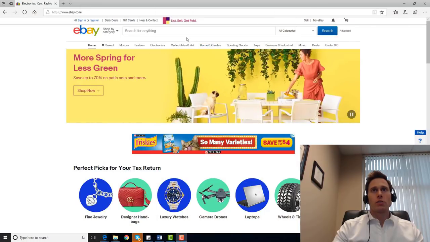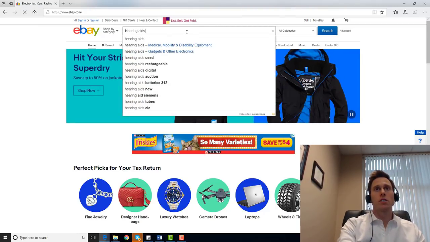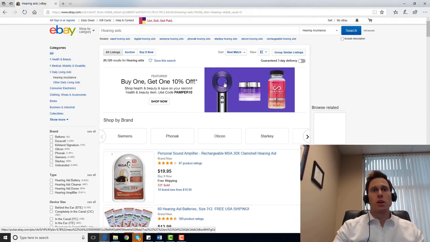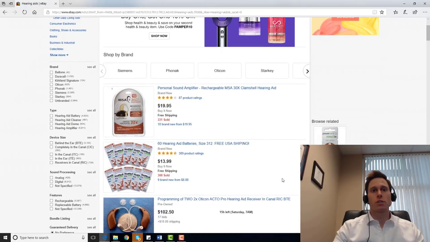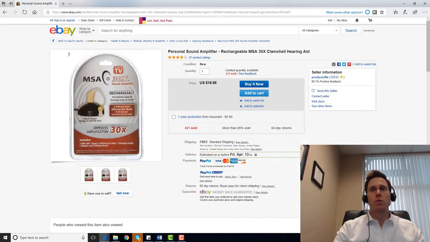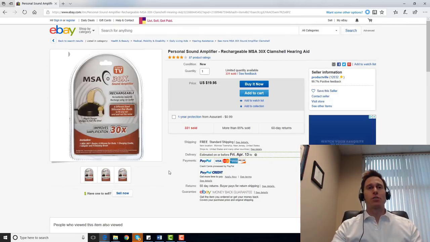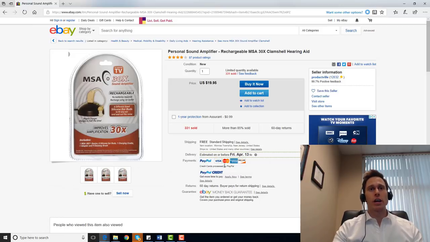All right, so let's go ahead and do some searching here for just hearing aids. So we're here on eBay looking for hearing aids, and the first thing that pops up is actually not a hearing aid at all. It's actually a personal sound amplifier. One of the ways that they convince you to buy one of these sound amplifiers is to list them under hearing aids, even though they are not a hearing aid. These are not customizable in any way. They essentially just amplify all sound, including background noise or what have you.